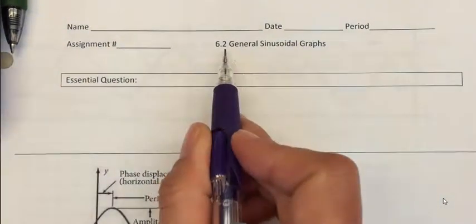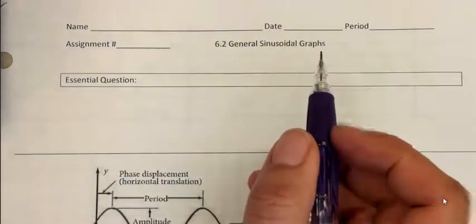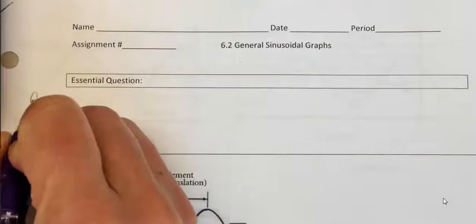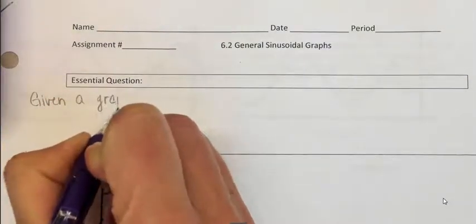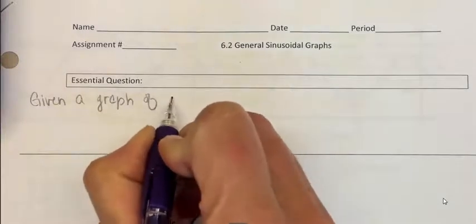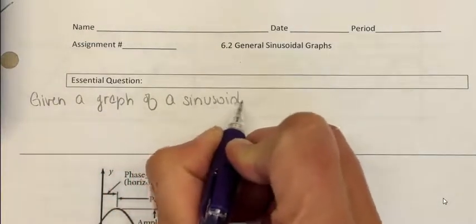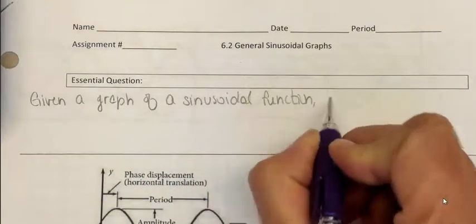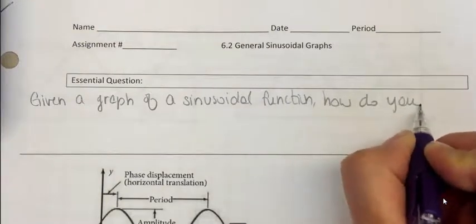All right, 6.2 general sinusoidal graphs. We have two essential questions. So, given a graph of a sinusoidal function, how do you find its equation?